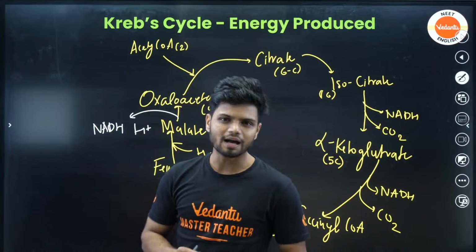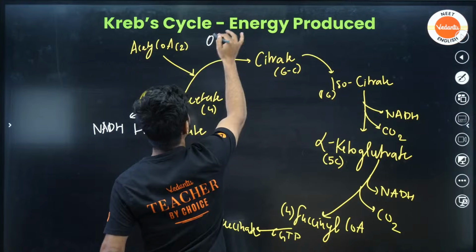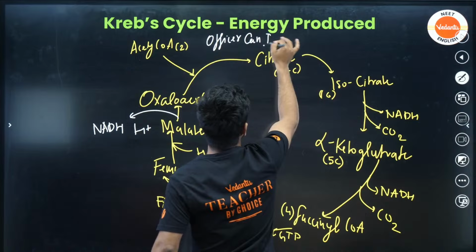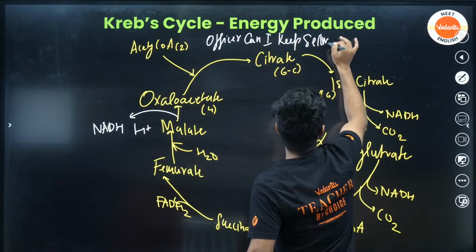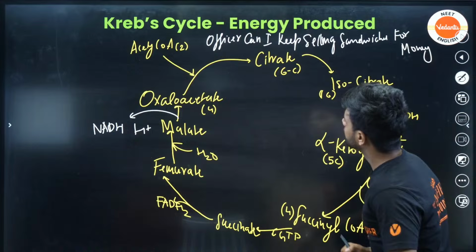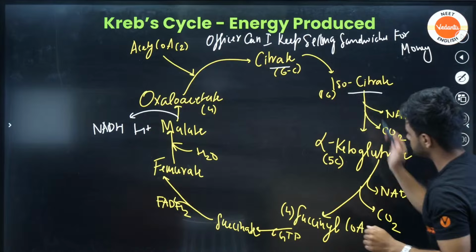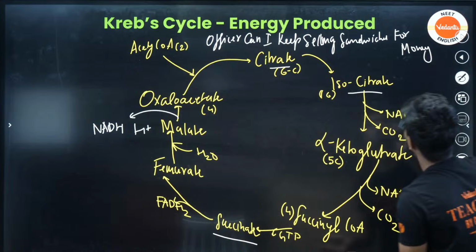I have a small trick to remember this. I'll write it here at the top. The small trick which I've been using is: Officer, can I keep selling sandwiches for money? The O in officer stands for oxaloacetate, the C stands for citrate, I stands for isocitrate, the K stands for alpha-ketoglutarate, the S stands for succinyl coenzyme A, the S in sandwiches stands for succinate, the F stands for fumarate, the M stands for malate.